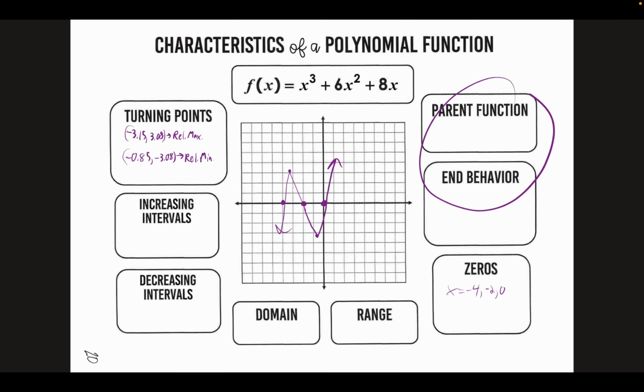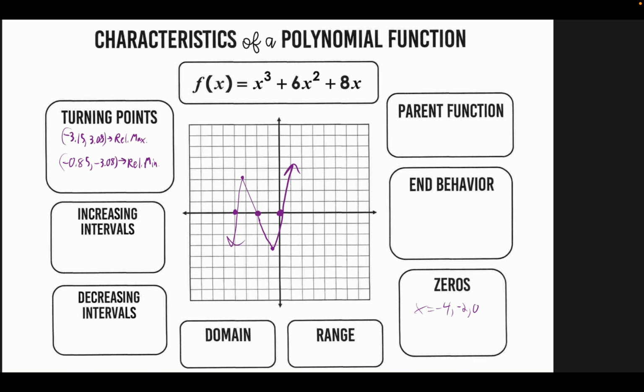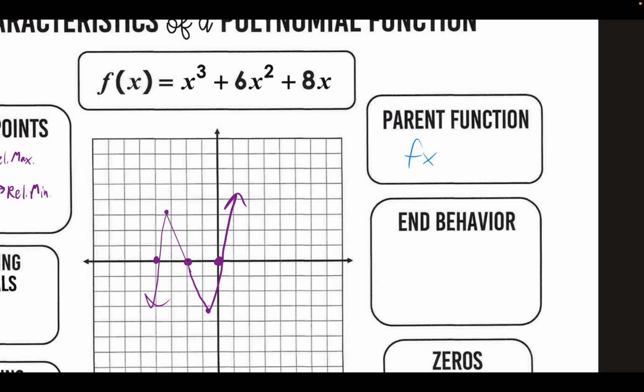I could have found the end behavior and the parent function right away. I'll go ahead and do that now since I should have done that earlier. So f of x equals x cubed is a parent function, the most basic version of this with no transformations. And end behavior, because it's an odd function with a positive leading coefficient, is always going to be as x approaches negative infinity, f of x goes to negative infinity, and as x goes to positive infinity, f of x goes to positive infinity as well.